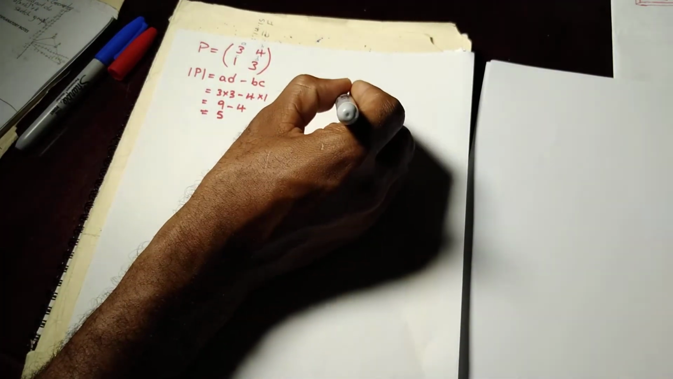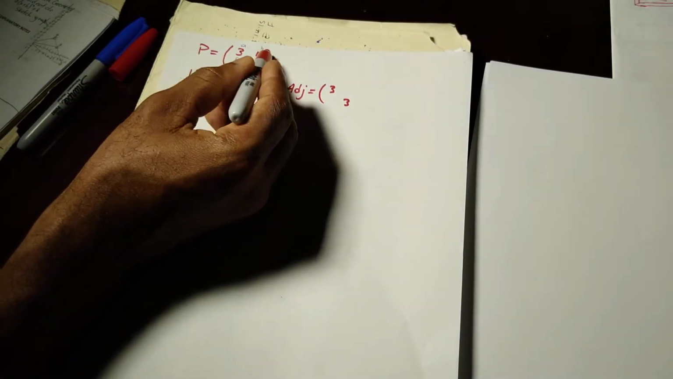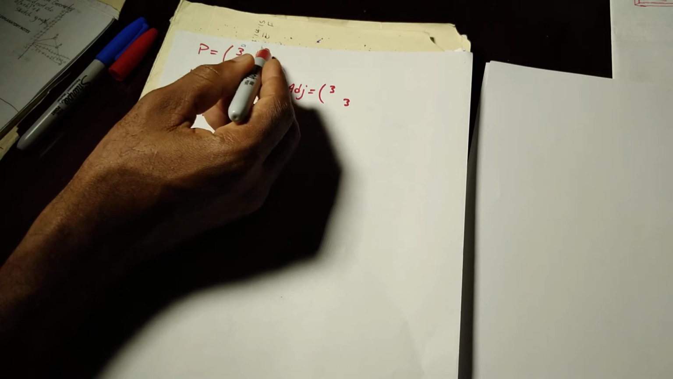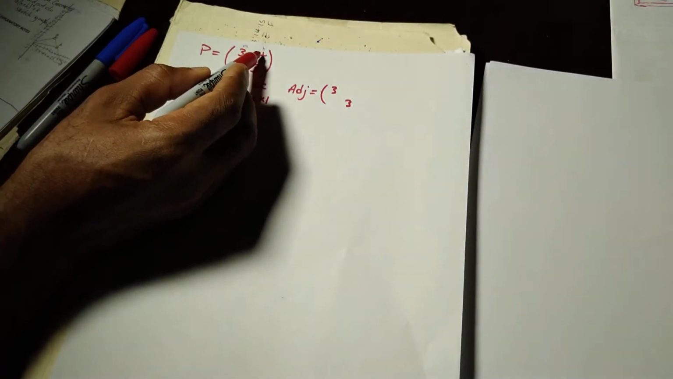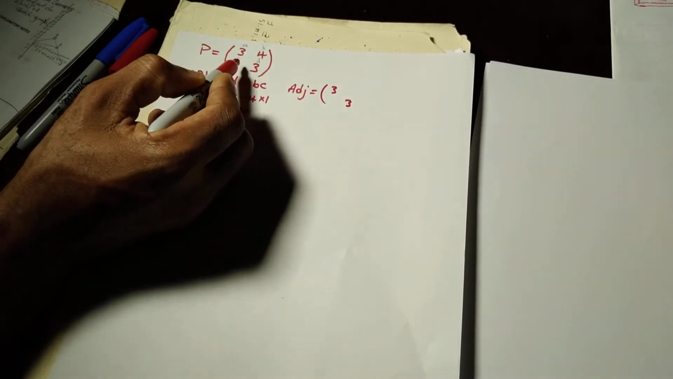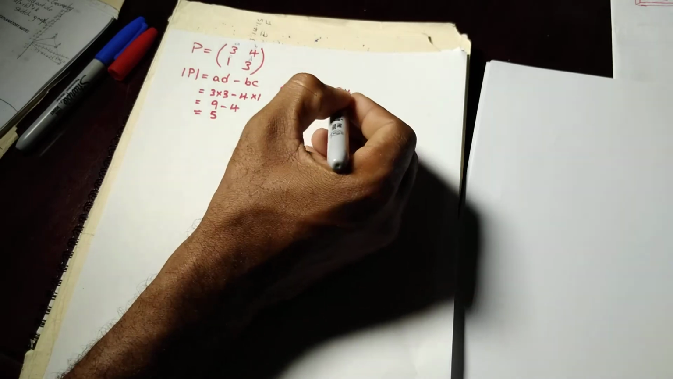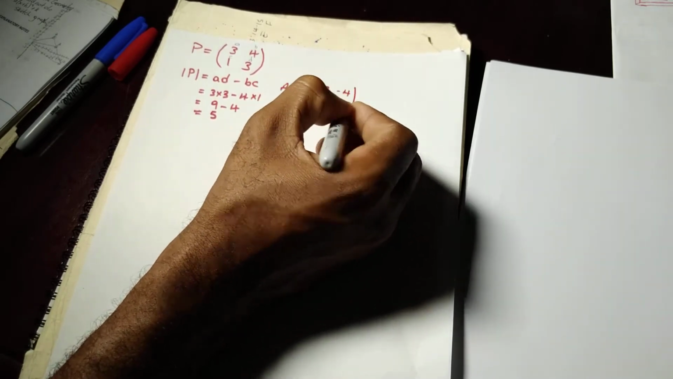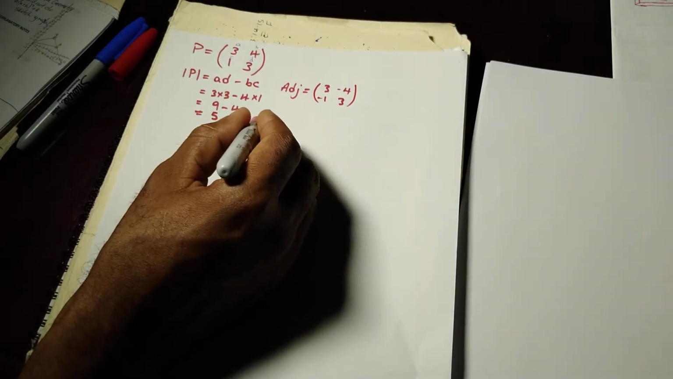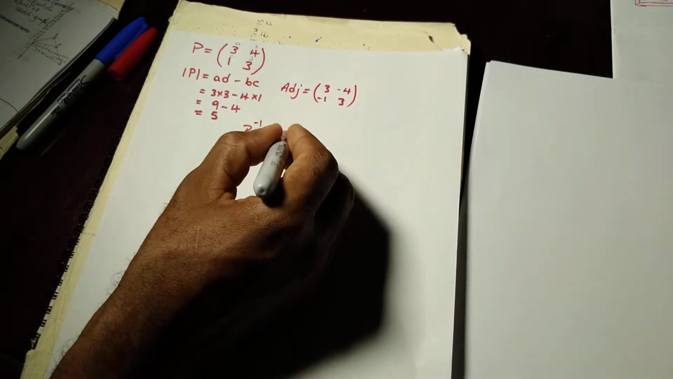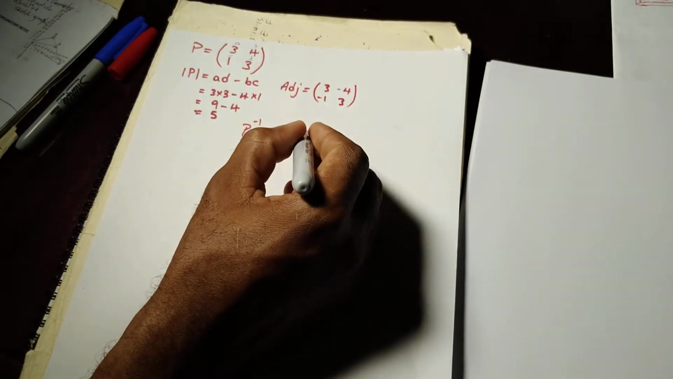So it's 3, 3. Now the values on the non-leading diagonal, we're going to change the signs on them. Both values are positive, so we're going to change them to negative. If one was negative, we'd change it to positive. So we're going to have minus 4, minus 1. So that would be the adjoint. Now to find the inverse for P: P inverse is equal to 1 over its determinant times the adjoint.